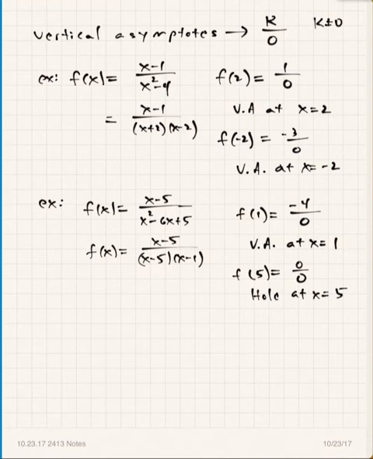All right, so I wanted to mention that again about vertical asymptotes to remind you that you're looking at where the denominator is 0 and the numerator is not 0. So when a function is going to be equal to a constant over 0, and the constant, the k value, is not 0, then you have a vertical asymptote. If on the other hand you get 0 over 0, you have a hole.